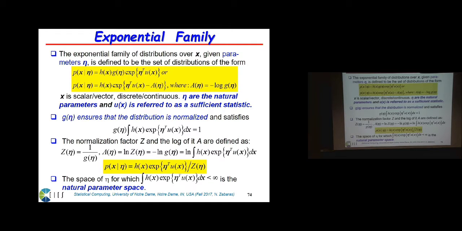I mean, you can see immediately that if you integrate this distribution in x, you should get 1. So 1 over g is the normalization factor of this distribution. Okay?